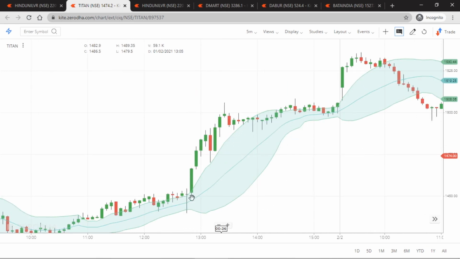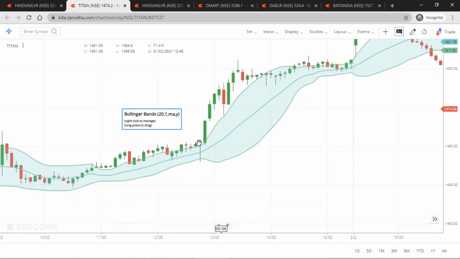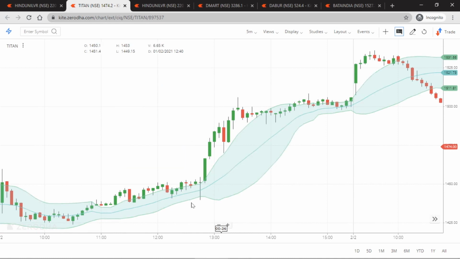So you can have a trade from this place to this place. It is a 5-minute candle. Here it is having a price of 1451, and here it is having 1495. So it is a good price movement.